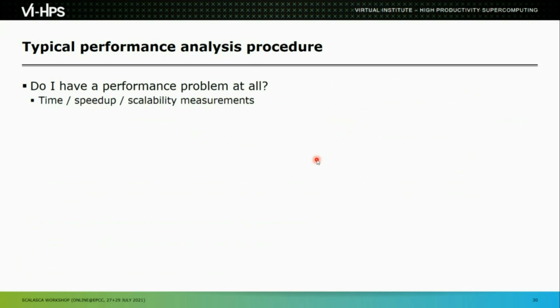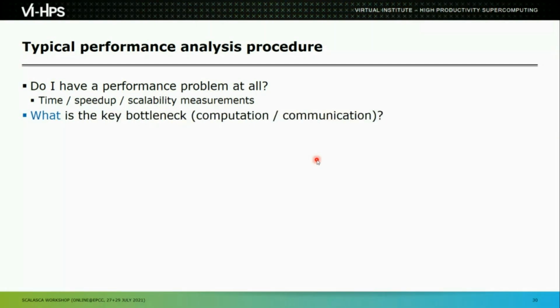So the procedure is figuring out if there's a performance problem at all, looking at some basic timing measurements and looking at how those times compare as you try and scale up the problem and use multiple processes and multiple nodes. Then identifying what the key bottlenecks of this application execution are. Is it a computation issue? Is it a communication issue? Is it something at the MPI level or something related to OpenMP or threading? And which parts of the application are where the time is being spent?